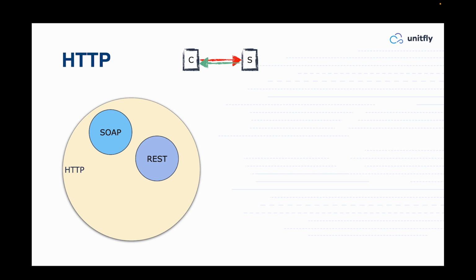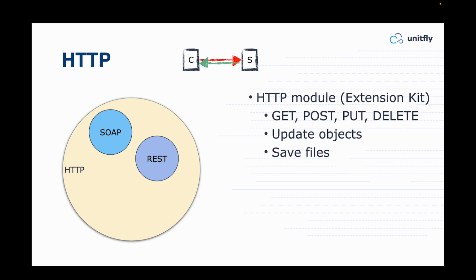Both of these web services you can call using the HTTP module in the extension kit. So you can have get, post, put, and delete, and you can, for example, just send something to a web service, and also if they give you a response, you can update the object in M-Files. Or what we'll also show today, you can save files in M-Files.